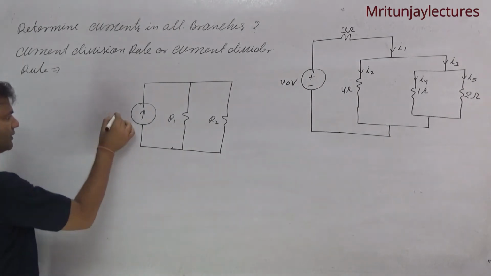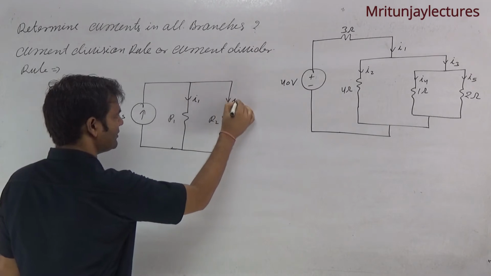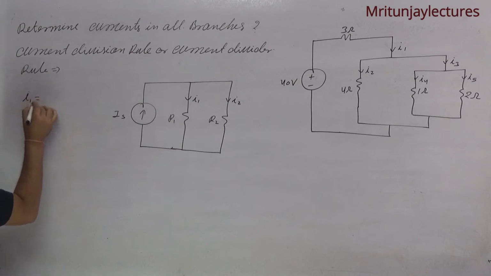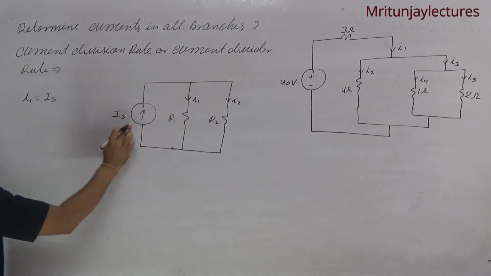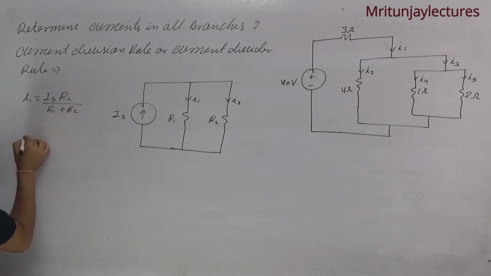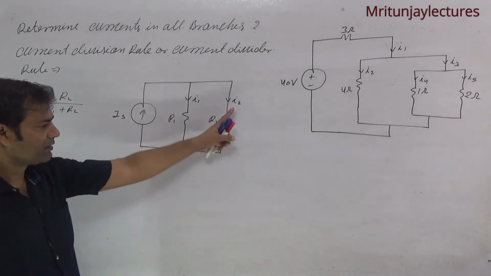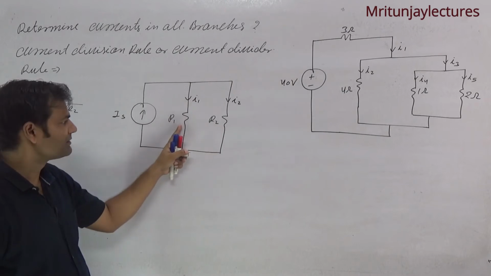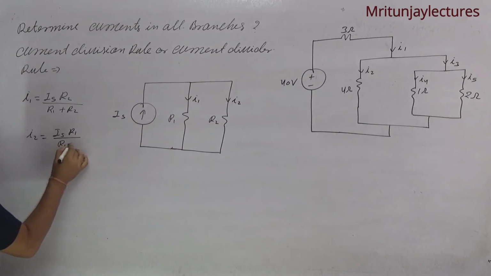Okay, a current source like this one. What about the current in R1 and R2? With the help of this rule, I1 is equal to IS into R2 divided by R1 plus R2. And what about I2? If you determine this current, it means IS into the parallel side resistance, that is R1: IS into R1 divided by R1 plus R2.